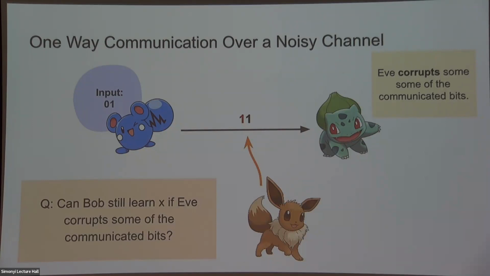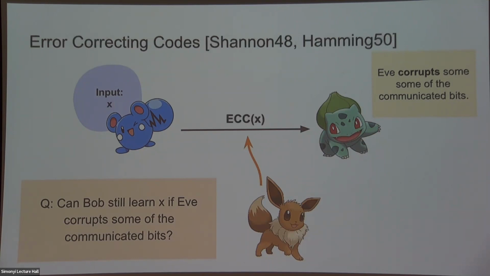So the question is, is there a way that we can send an encoding of a message X instead, so that Bob can still learn X even if some of the bits are corrupted? Throughout this talk, this is what's called an error correcting code, denoted by ECC. In general, ECC of X would denote the encoding of this message X.